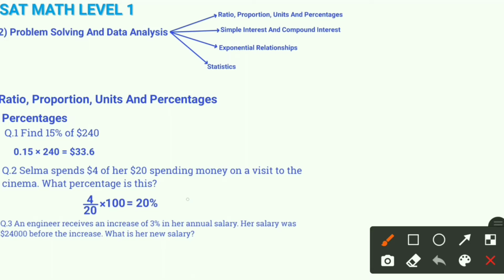Question 3. An engineer received an increase of 3% in her annual salary. Her salary was $24,000 before the increase. What is her new salary? So it was 24,000 multiplied by 1.03, because it is increased by 3%. Using a calculator, the answer is 24,720. This is her new salary. Congratulations.